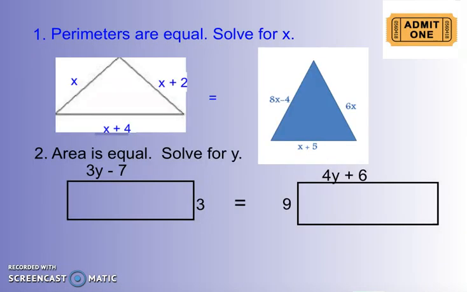Okay, so now what I would like you to do is I want you to try these problems for tomorrow. Okay? So these are your ticket problems.